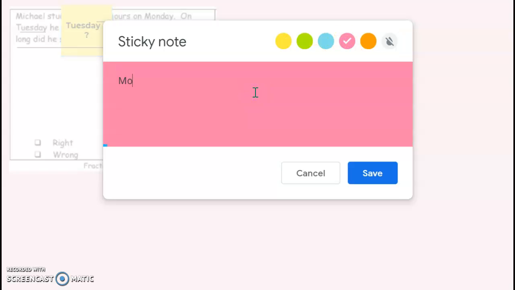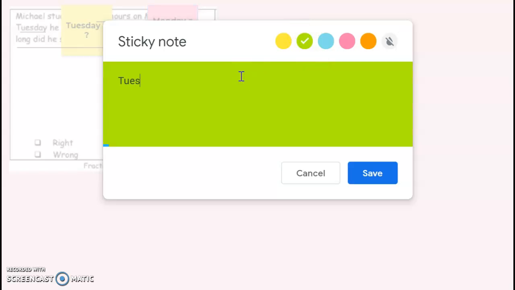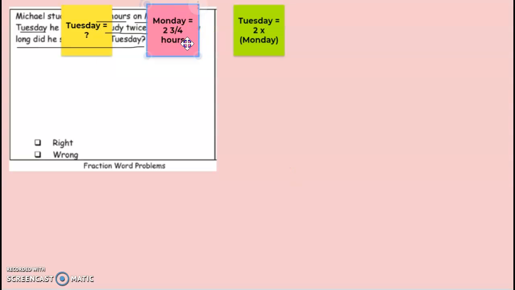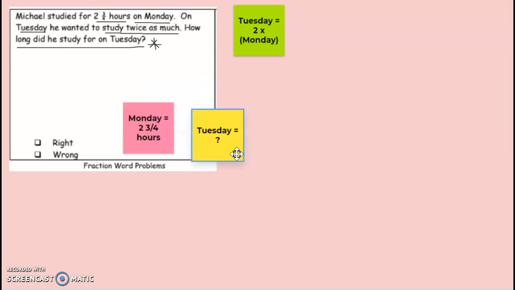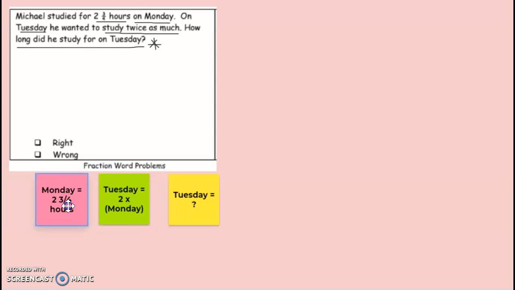And we're going to write down our facts. On Monday, he studied for 2 3/4 hours. And then on Tuesday, we know that he studied twice as much as on Monday. So it's 2 times whatever Monday is. And we know that Monday is 2 3/4. So we're just going to plug in the numbers. Let me put down my facts here. You can see it. Actually, like this. There you go.